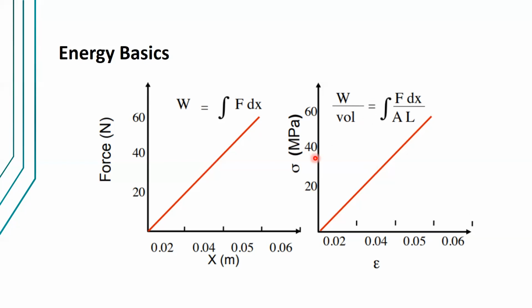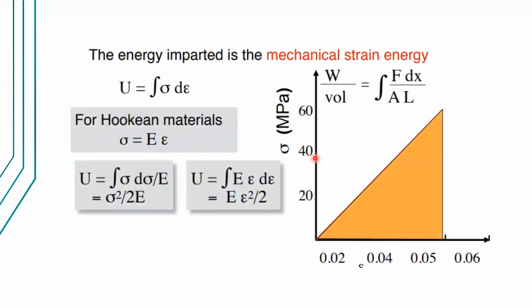And megapascal or pascal or other units of pressure or stress is the same actually as a unit of energy per volume. Let's say pascal is the same as joules per cubic meter. So if you have megapascal, it's equivalent to megajoules per cubic meter. So the energy imparted is the mechanical strain energy. Again, it's the area under the curve.